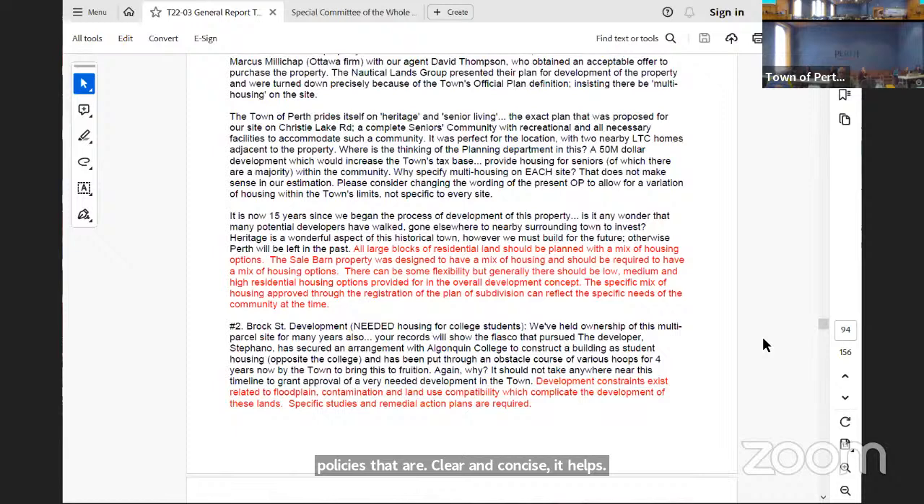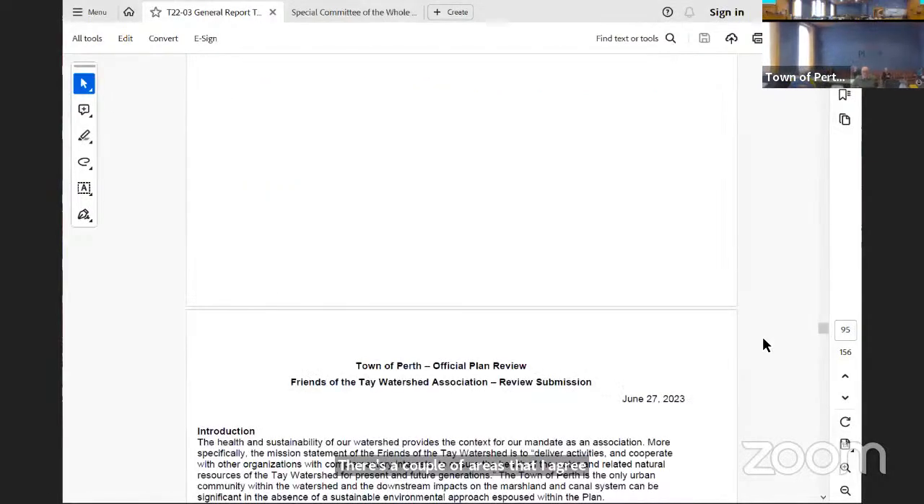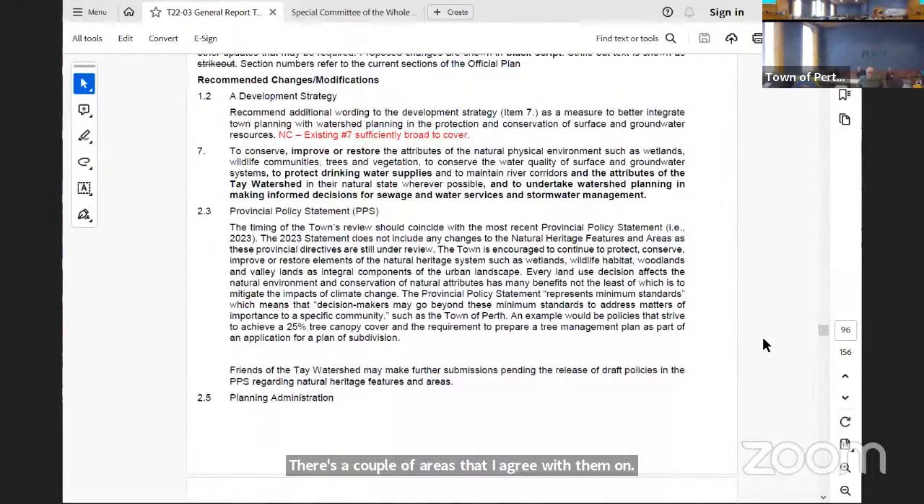The Friends of the Tay gave quite a lengthy comment. There's a couple of areas that I agree with them on. I think generally the request was to be more specific and more detailed in the policies. And I take a different approach. I think sometimes more general statements in an official plan are appropriate. Certainly in the introduction part of the plan, there's other areas where the specifics get addressed elsewhere in the plan. I don't think it needs to be as detailed and as specific as being suggested here.